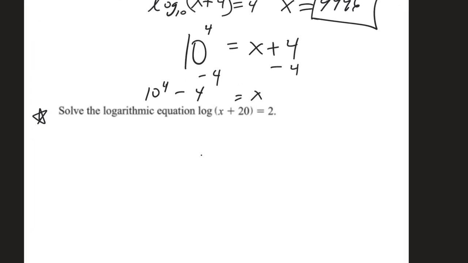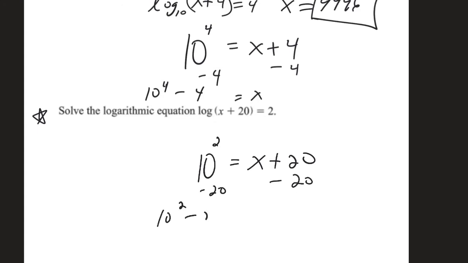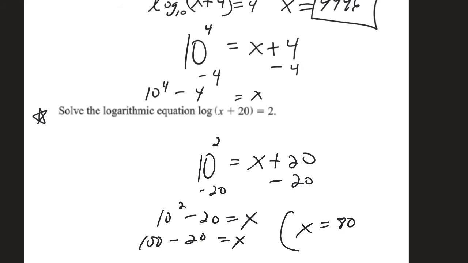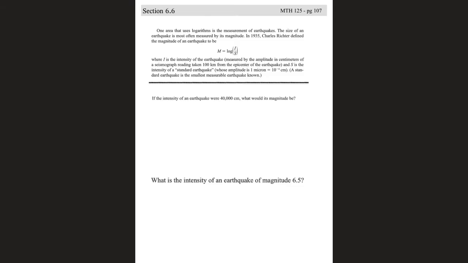Okay, so I'm going to raise 10 to the power of 2, and that's equal to x plus 20. I just changed that to exponential form. I would have to subtract 20 from both sides, so I have 10 squared minus 20 equals x. 10 squared is 100, and 100 minus 20 is 80. Let's look at the next page.